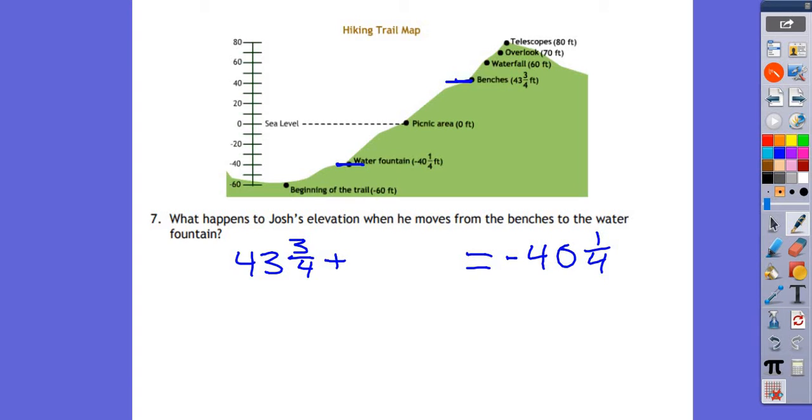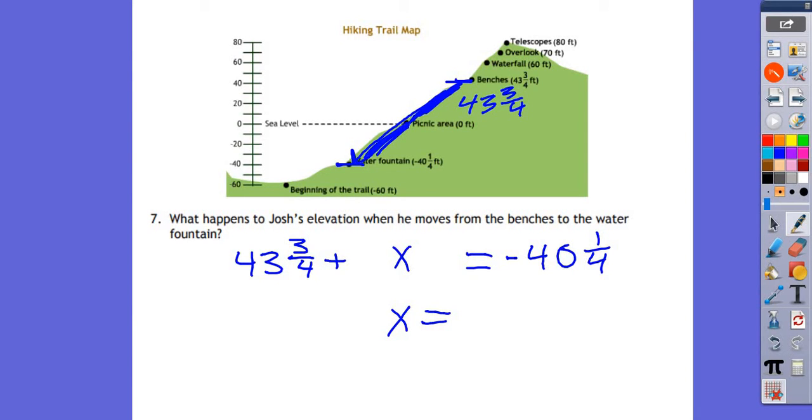He went from the benches to the water fountain. He's going down. I need to know the distance he's going down. Is it going to be a positive or a negative added to this? Negative. What's telling you a negative? Because you're going down. From here to here, I'm going down 43 and 3/4, right?